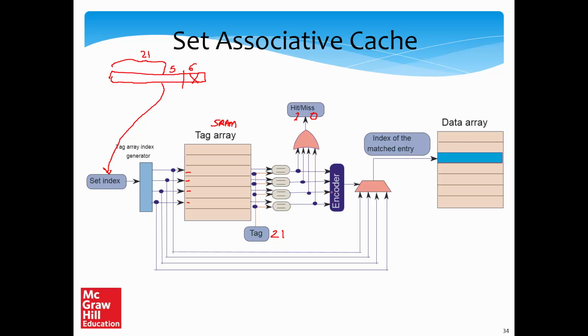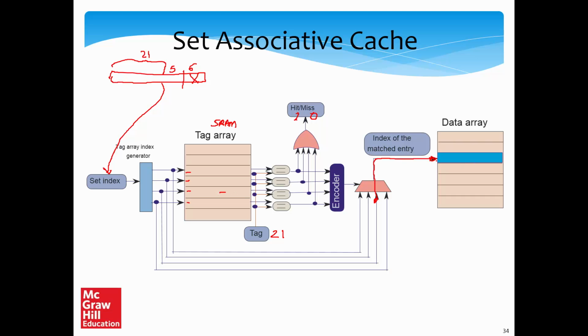And furthermore, the encoder tells us which entry there was a match in. This one, this one, this one, or this one. And then what needs to be done? Well, we need to take the four indices inside the tag array and choose one of them because one of them must have matched. So let's assume it is this one. This one will flow via the multiplexer to the entry in the data array. And this one actually corresponds to this entry.